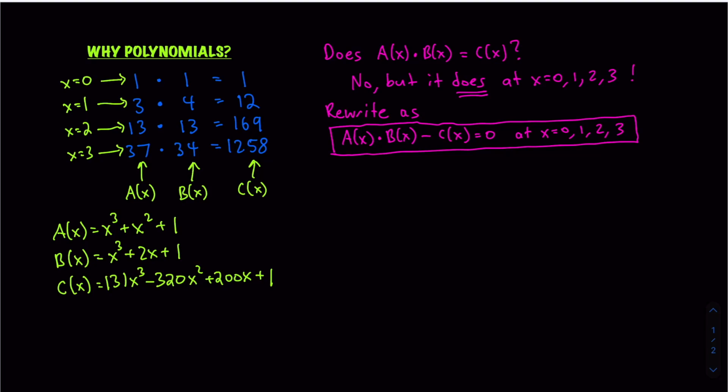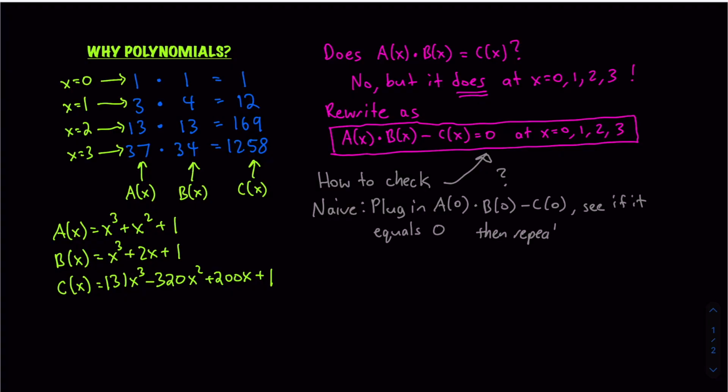But so far, to check that our polynomial equation holds at the points 0, 1, 2, 3, we've just been plugging in each point, like checking that A of 0 times B of 0 equals C of 0. But that's a little inefficient since we need to do it 4 times. But isn't the whole point of using polynomials so that we can make things more efficient? In the addition example, we could check all 4 equations at once by checking one polynomial identity. So now, can we check all 4 multiplication equations at once with one polynomial identity check as well? As it turns out, we can.